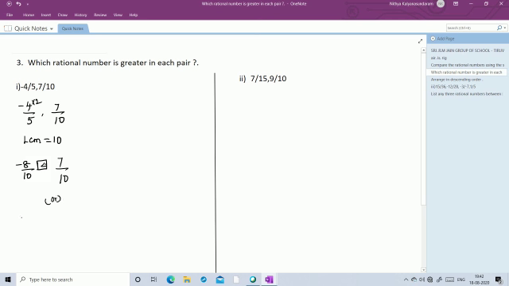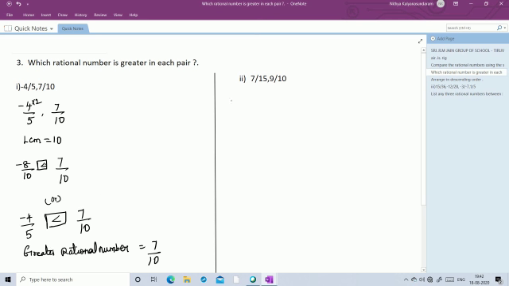So here the negative rational number is minus 4 by 5, then 7 by 10. We know very well that compared to negative, positive is greater. So directly you can write the answer. The greater rational number is 7 by 10. Compared to negative, positive is greater.